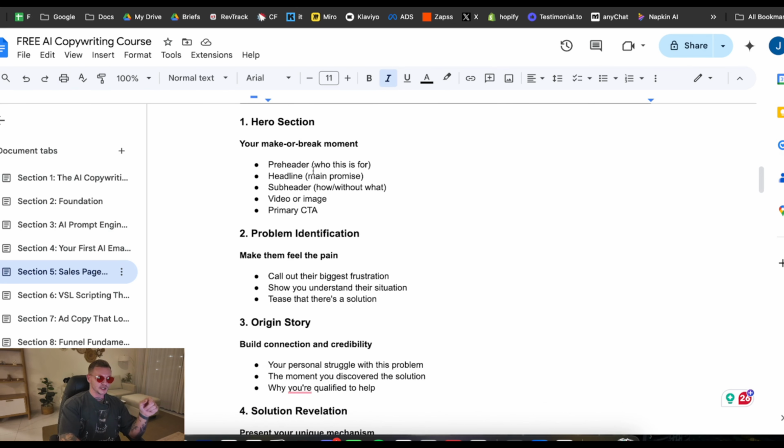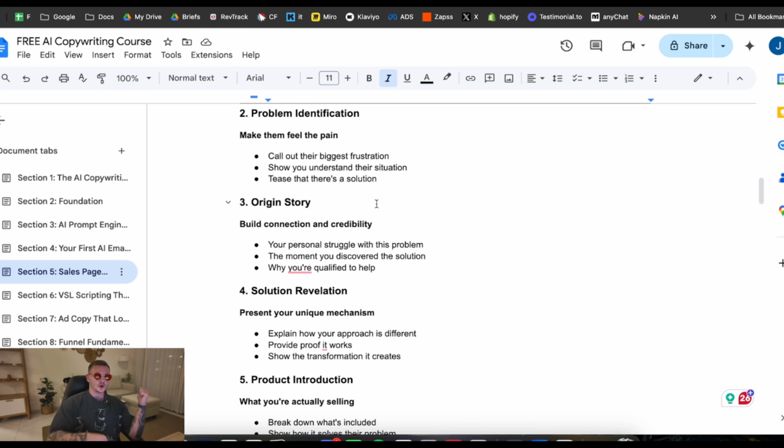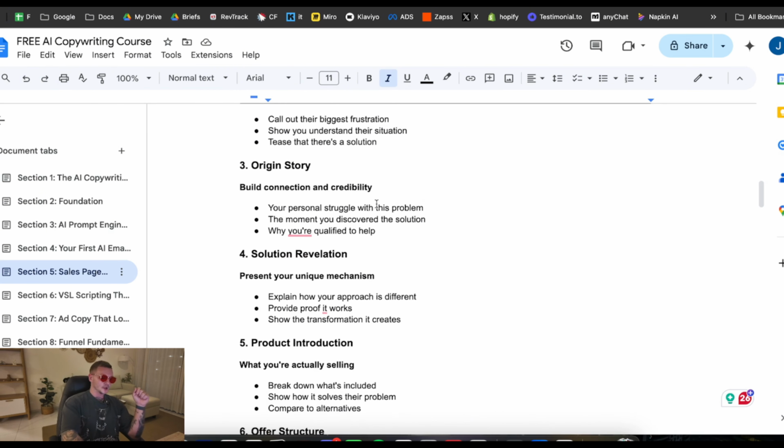Hero section, which has a pre-header: who's this for? Headline: what's the main promise? Subheader: how do we get them there, and without what pain points? Video or image, so we would have the VSL in there or some sort of image for the program, and then our call to action, whether that's book a call or buy now. Problem identification: we want to call out their biggest pain point. We need to show them that we understand their situation, and then we need to tease that there is some sort of solution to that pain.